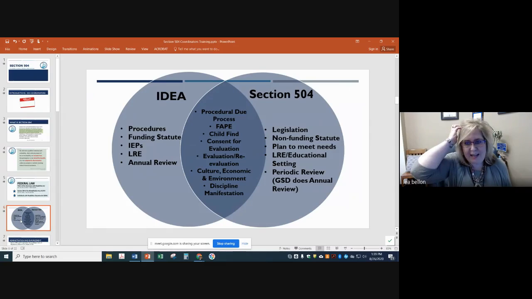So this Venn diagram is a really good indication of how they're similar and how they're different. And if you'll just look at the middle section there, you'll see that many of the same policies and procedures that apply with IDEA also apply with Section 504.